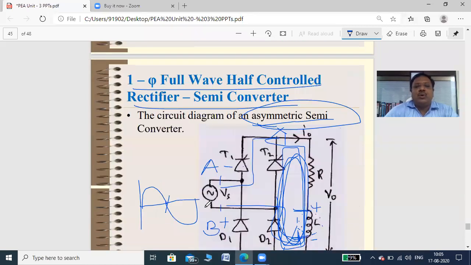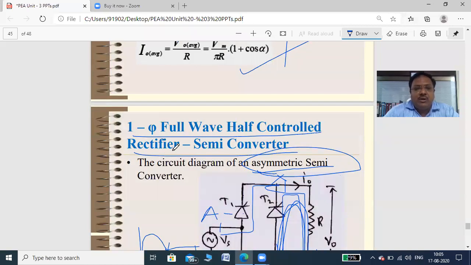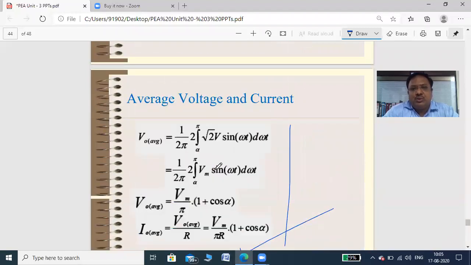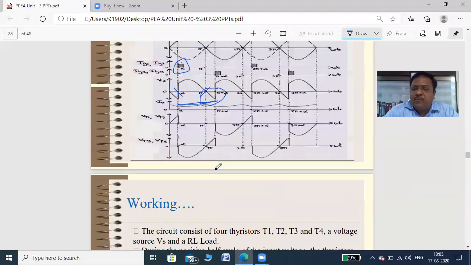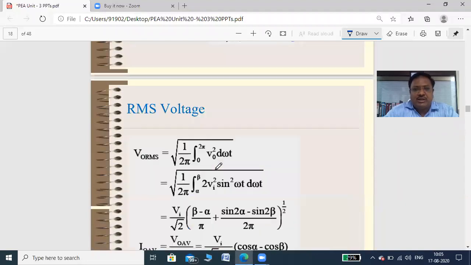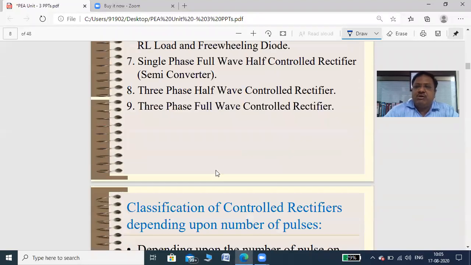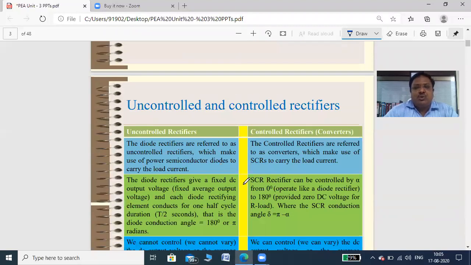Okay. So single phase full wave converter, single phase half wave converter, single phase fully controlled converter, and single phase half controlled converter. So these are the single phase converters. Now the next part is the three phase converter, but three phase converters we will see in the next lecture.